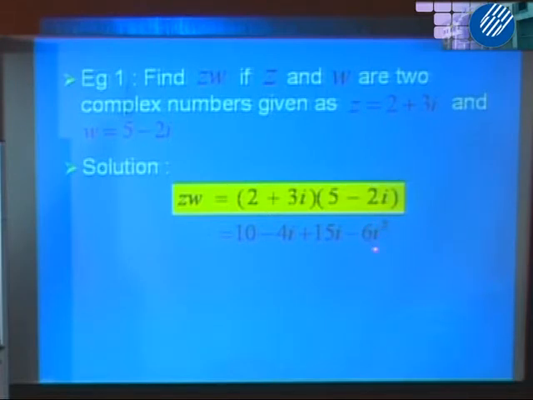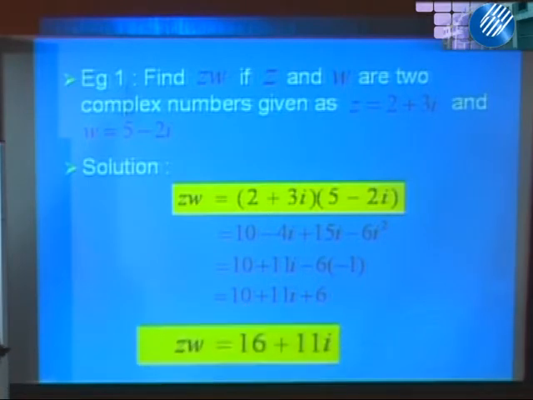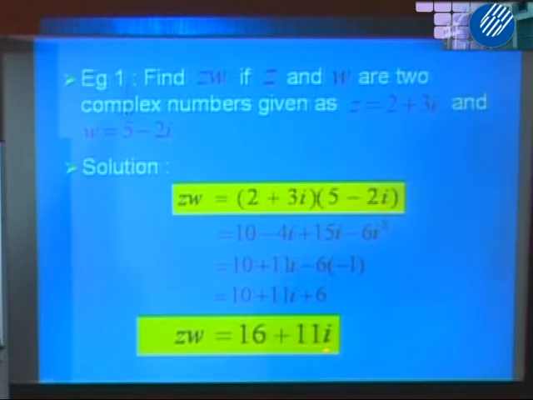So once we have this, take note again, i square is there. So when we substitute it as minus 1, we get this value, and simplified further we get it as plus 6. Therefore, now plus 6 and plus 10 is a real value. Therefore, we can summarize the entire value as 16 plus 11i.